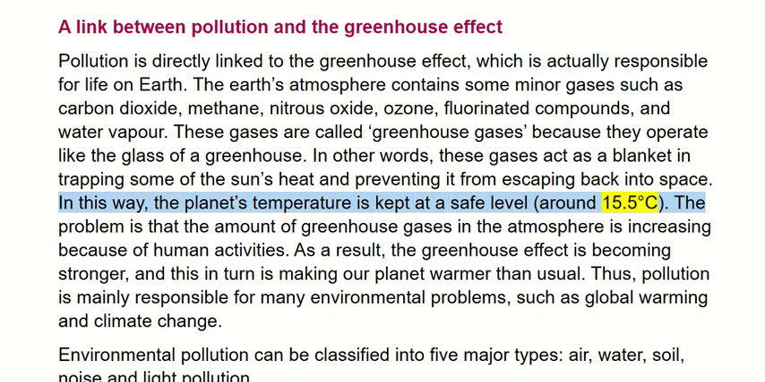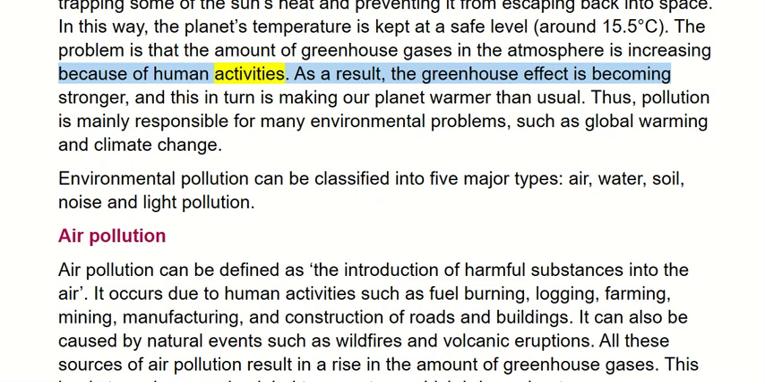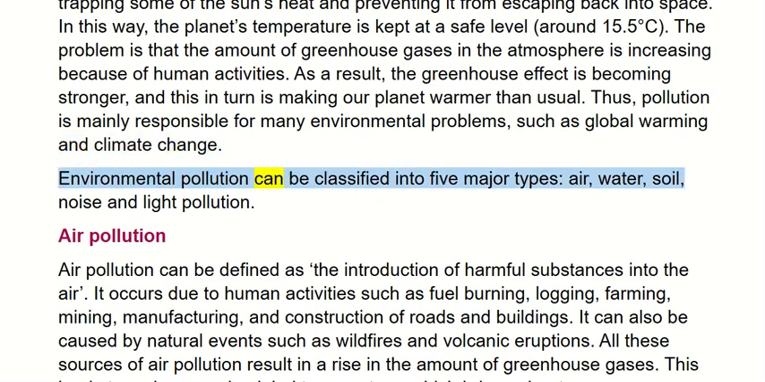The problem is that the amount of greenhouse gases in the atmosphere is increasing because of human activities. As a result, the greenhouse effect is becoming stronger, and this in turn is making our planet warmer than usual. Thus, pollution is mainly responsible for many environmental problems, such as global warming and climate change. Environmental pollution can be classified into 5 major types: air, water, soil, noise, and light pollution.